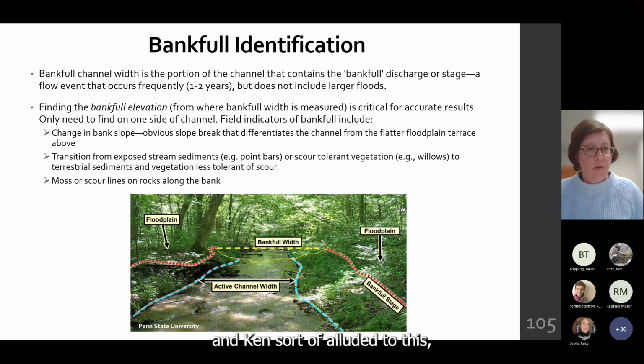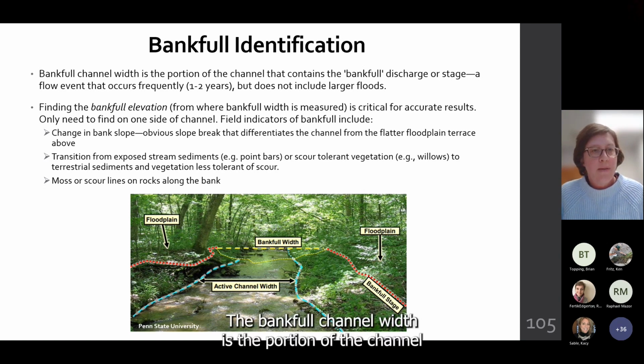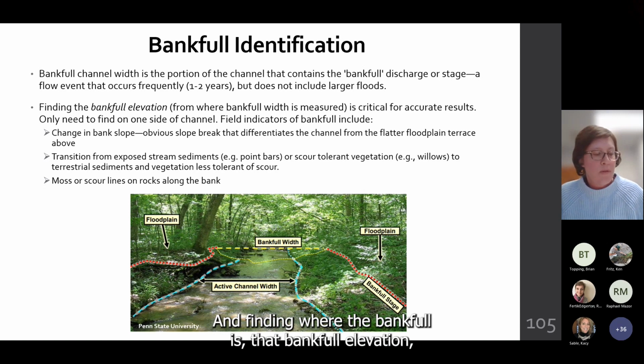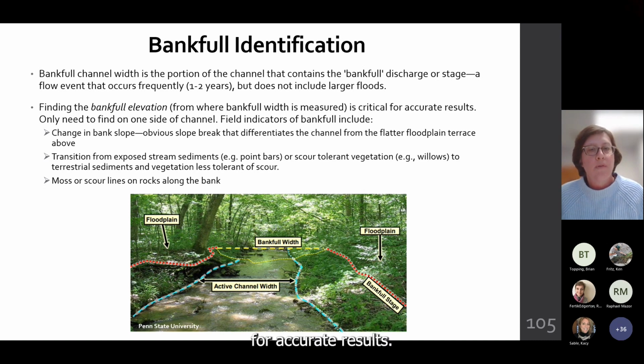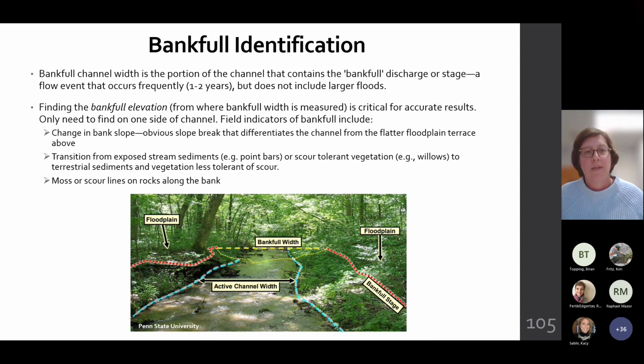So as you can guess, and Ken sort of alluded to this, the bankfull identification is pretty important to be able to get this right. The bankfull channel width is the portion of the channel that contains the bankfull discharge or stage. This is usually a flow event that occurs frequently, like every 1 to 2 years, but it does not include larger floods. And finding where the bankfull is, that bankfull elevation, where the bankfull width is measured from, is critical for accurate results. In some cases, if you can only find bankfull indicators on one side of the channel, that's usually enough. You would just draw it straight across.